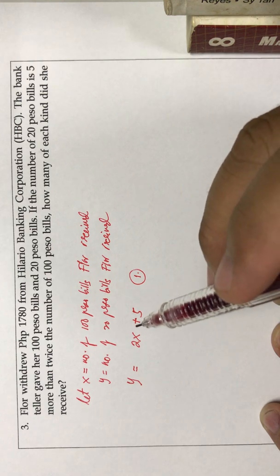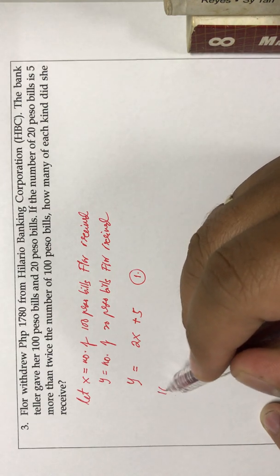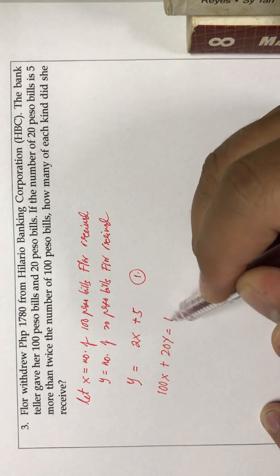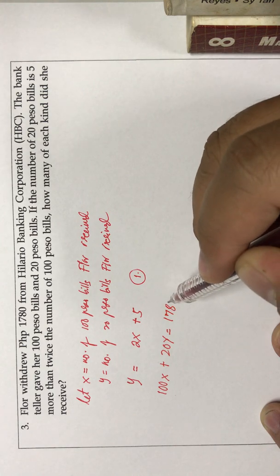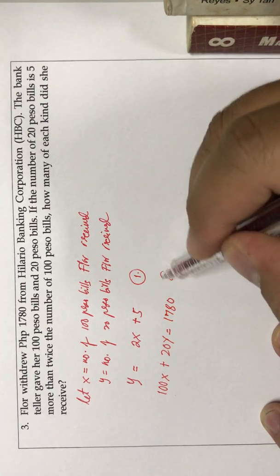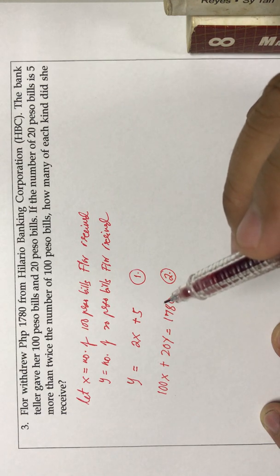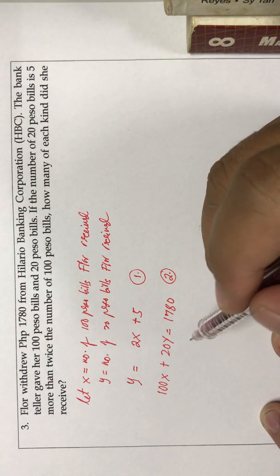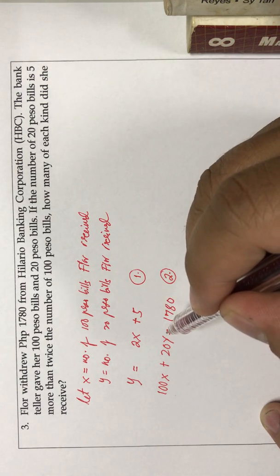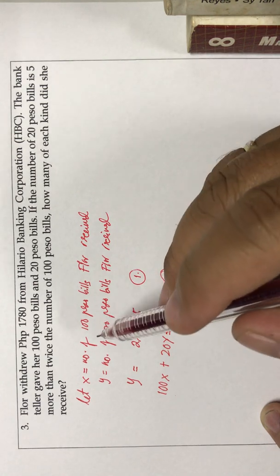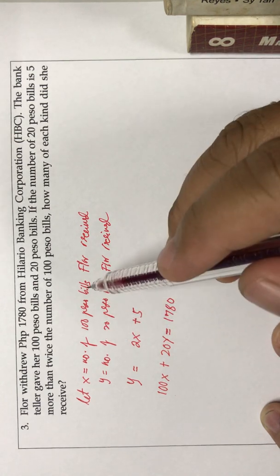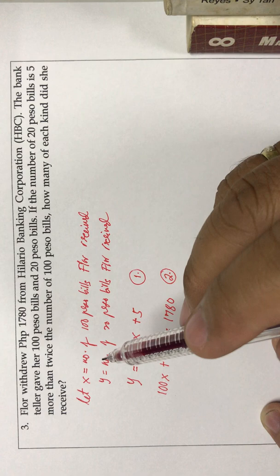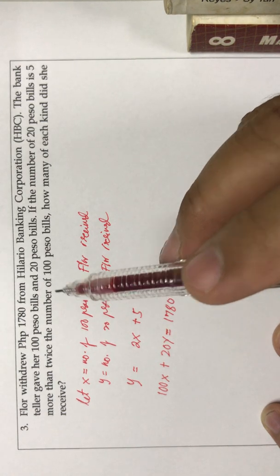The second equation will then be 100x + 20y = 1,780. Okay, you might be asking, how do we come up with the second equation, which is 100x + 20y = 1,780. Okay, the number of 100 peso bills must be multiplied by 100 for you to determine the total amount of the 100 peso bills.